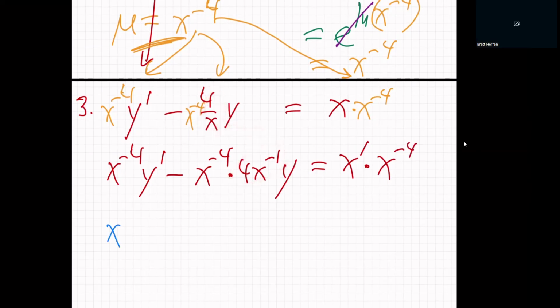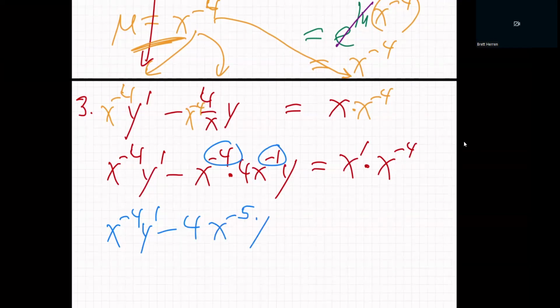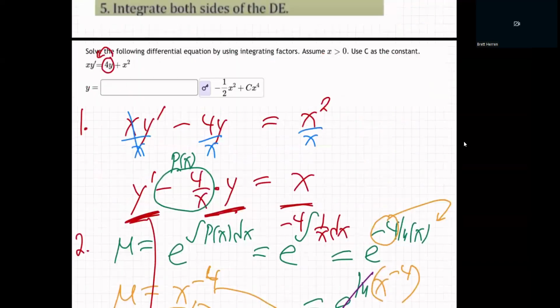Well, because then I can add those powers. I'll put the 4 in the front. That's x to the minus 5, isn't it? Same thing here. Add those powers. This would be x to the minus 3. Okay? Now, what's so great about that? Let's go to step 4.